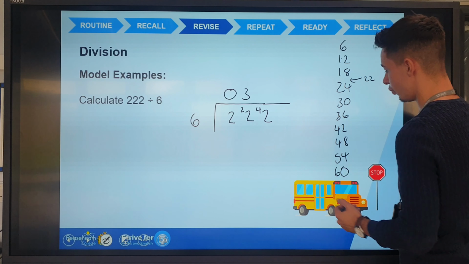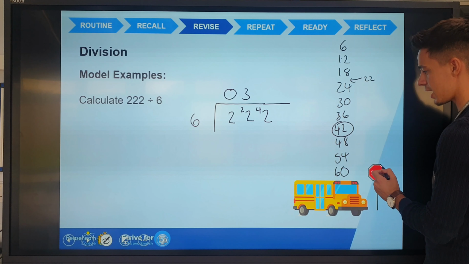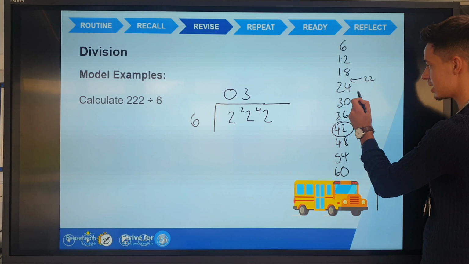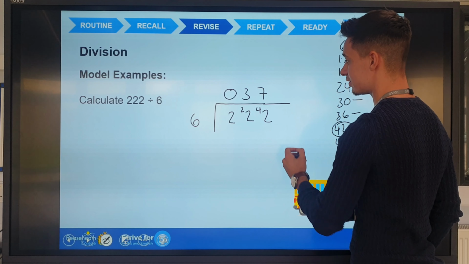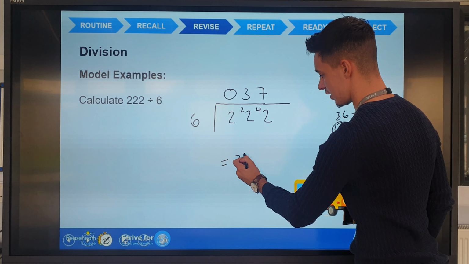So 6s into 42. Well, luckily for me, 42 is there. So I can go 1, 2, 3, 4, 5, 6, 7. 7 times. Therefore, my answer must be 37.